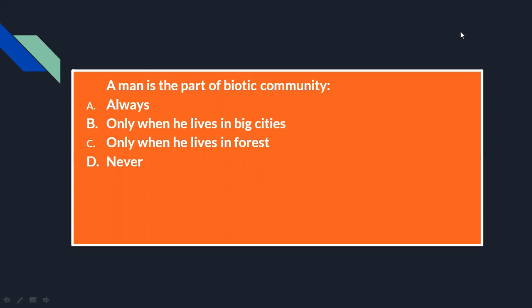Today's lecture's first question is, a man is the part of biotic community. Option A says always, option B, only when he lives in big cities, option C, only when he lives in forest, option D, never. But it is very usual that we are part of biotic community always, right? So answer should be option A.